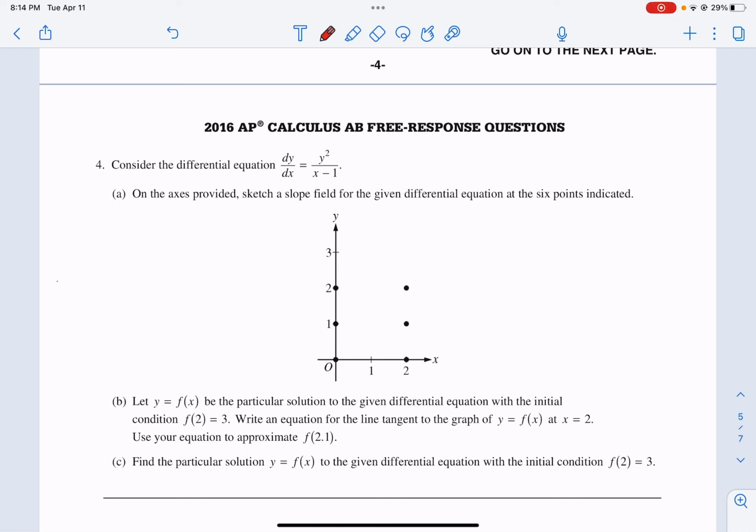What we're going to do today is go through two FRQ questions that sample from some new topics and some old topics. Should be a good, well-rounded review of a lot of stuff.